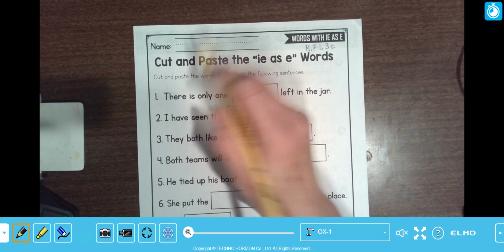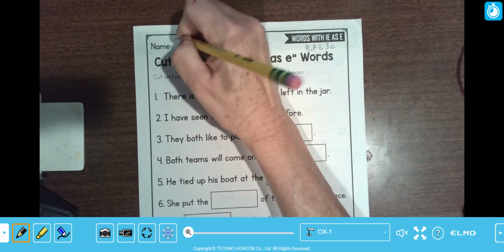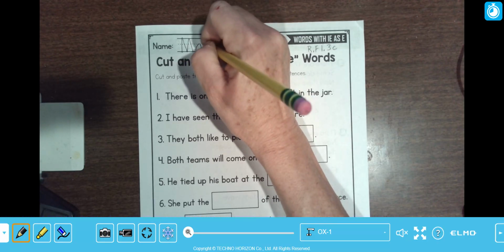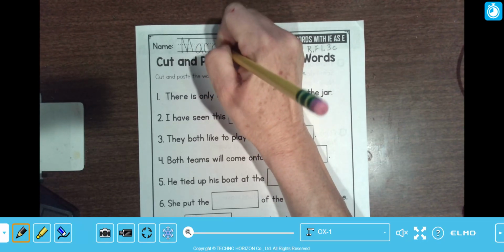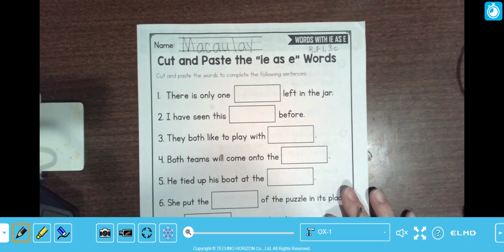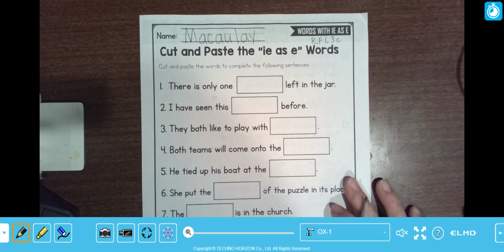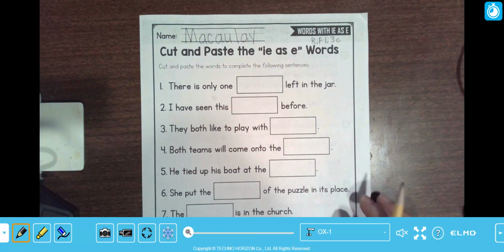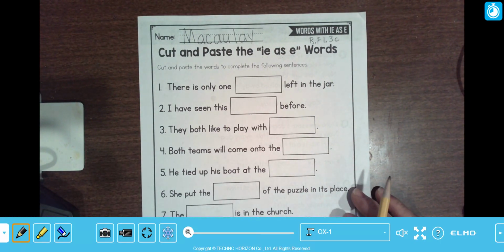So let's write our name up here. I'm, of course, going to write McCauley because that's my name. You write your name. Okay, so say, today I'm learning to read and write words with the IE as E sound. Okay, so that's our goal for today.